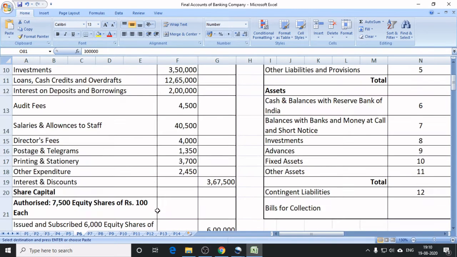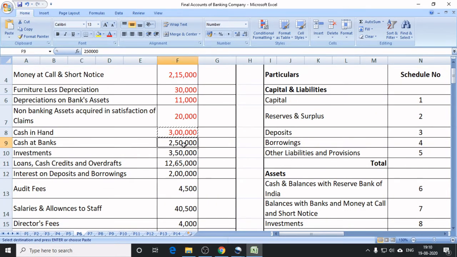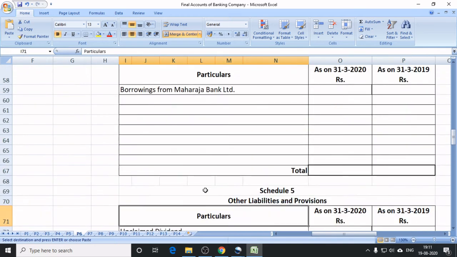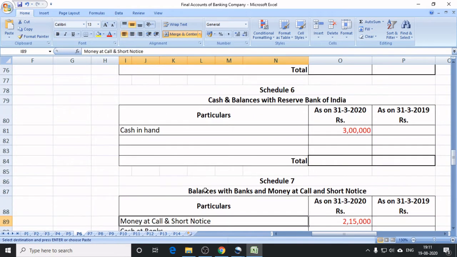Now the next is cash at banks. See, the word is cash at banks. There are multiple banks, and in those multiple banks, this bank has cash, and the total is 2,50,000. Sometimes students feel that it is cash with RBI, but specifically what is mentioned here is cash at banks, with the plural word banks. So it is the cash balance with multiple banks of this bank. So it will go under schedule number 7, that is balances with banks and money at call and short notice.